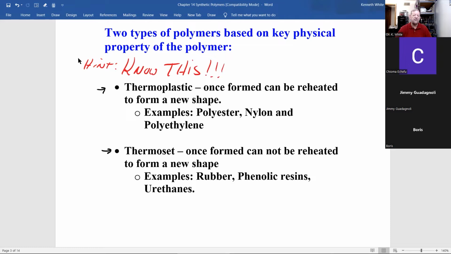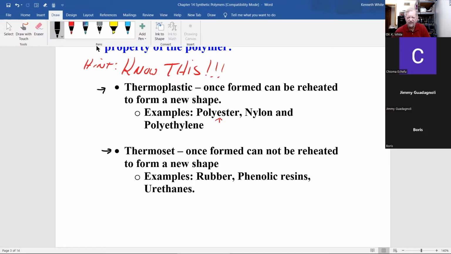What's a thermoplastic? That's a polymer that, once formed in a shape, can be reheated to form new shapes. So in other words, I can recycle this bottle. If I take the label off, which is, I guess, a polymer or paper, I don't know which, I can take this plastic, heat it up, it will melt, and I can mold it into another bottle or other things. Now, an example of this is polyester.